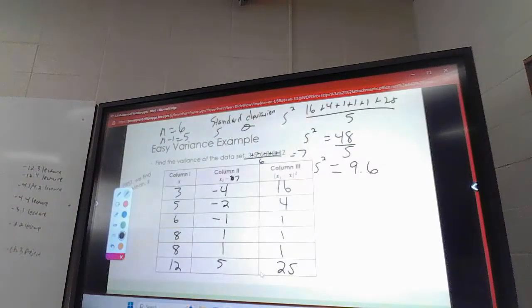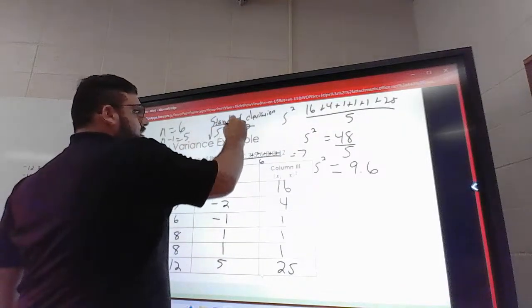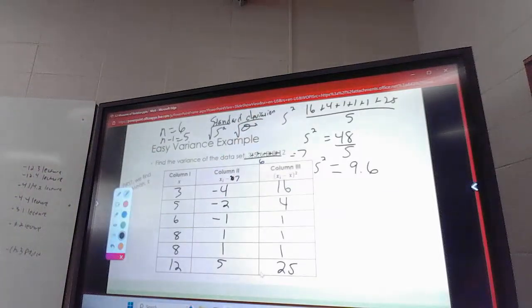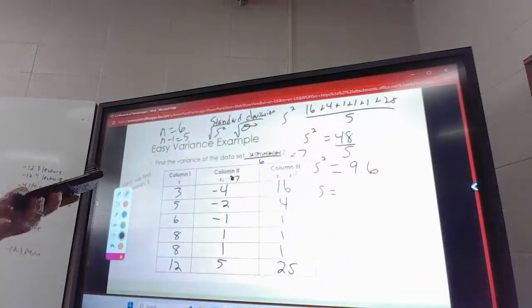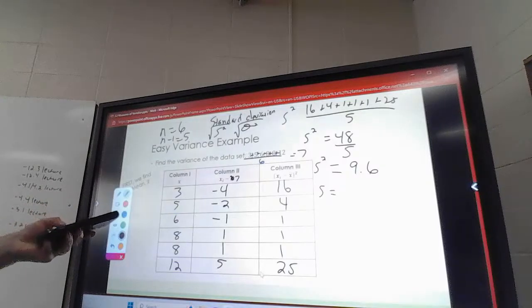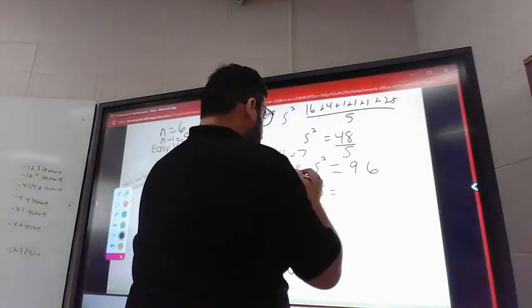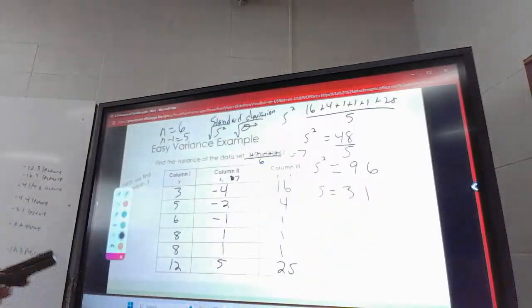Huh. How do I find standard deviation? You take the square root of your variance. That's all it is. The standard deviation is the square root of your variance. So if I'm looking for the standard deviation of this set, I'm going to take that 9.6. I'm going to find its square root. And I'll go ahead and round that to 1 decimal place. That's 3.09, which rounds up to 3.1.